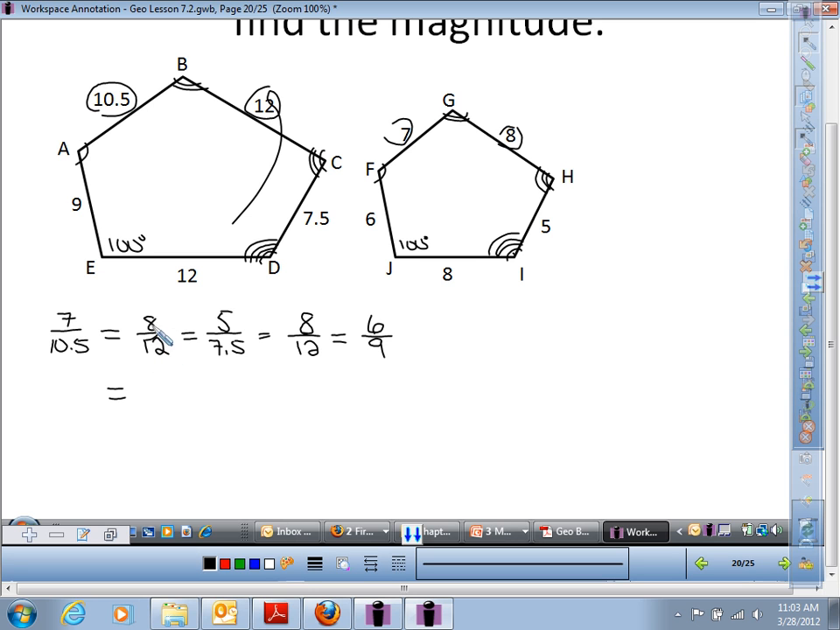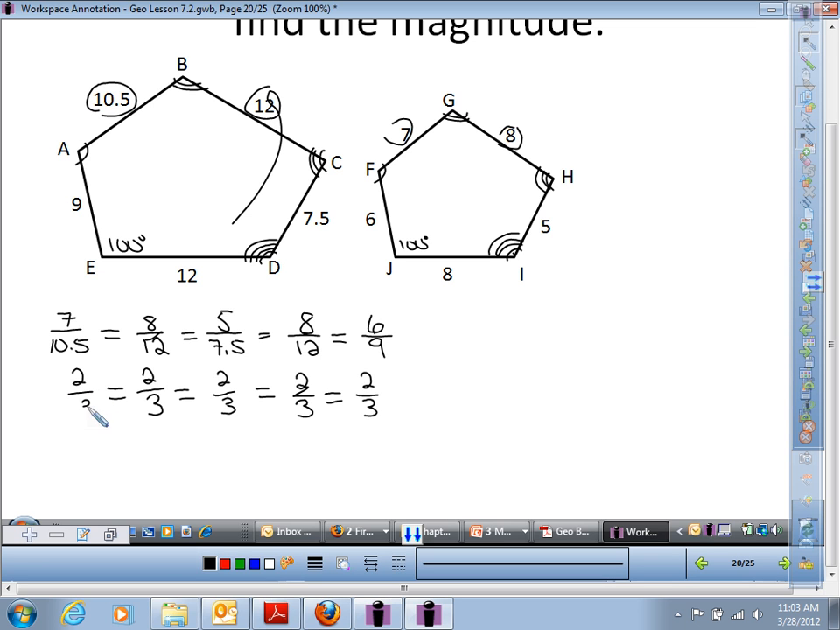8 over 12. 4 goes into 8 twice. 4 goes into 12 3 times. 5 over 7.5, not sure. 8 over 12, well, we just simplified that, 2/3. 6 over 9. 3 goes into 6 twice. 3 goes into 9 3 times. Now, if you want to take a wild guess, anybody want to guess what 5 over 7.5 simplifies to? That's 2/3. Again, if you're not sure, divide it out. If you took 5 divided by 7.5, you get 0.66666, which is 2/3.